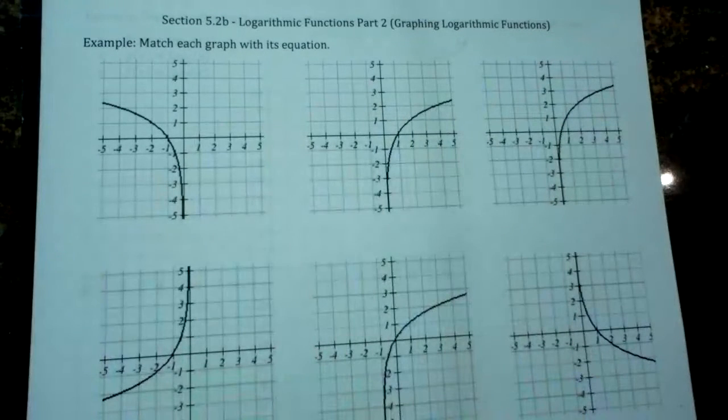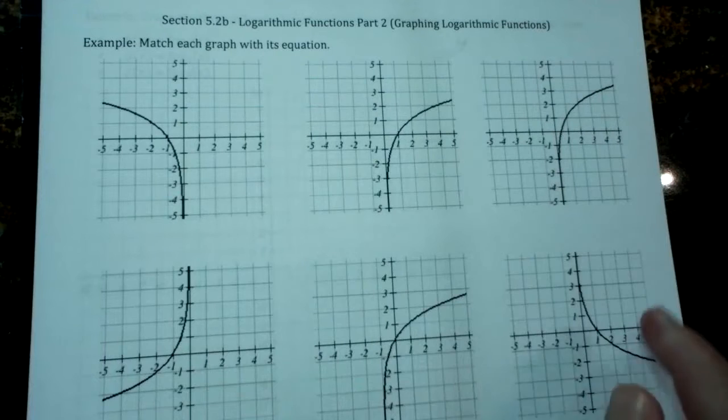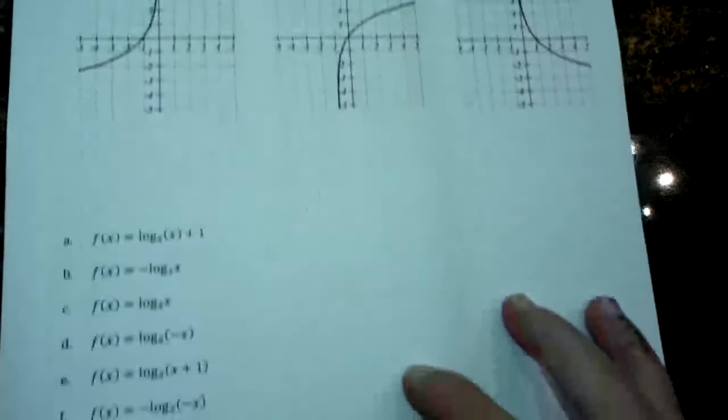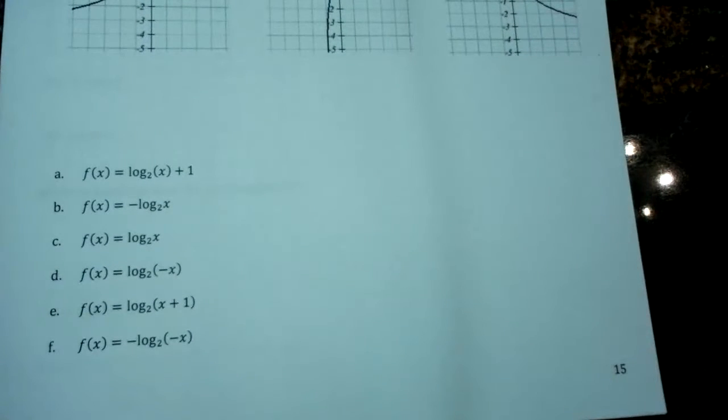So it says match each graph with its equation. Here's some graphs. Down here, here's our equations. A is log base 2 of x plus 1. B is f of x equals negative log base 2 of x. C is f of x equals log base 2 of x. D is f of x equals log base 2 of negative x. E is f of x equals log base 2 of x plus 1. And last but not least, F is f of x equals negative log base 2 of negative x.